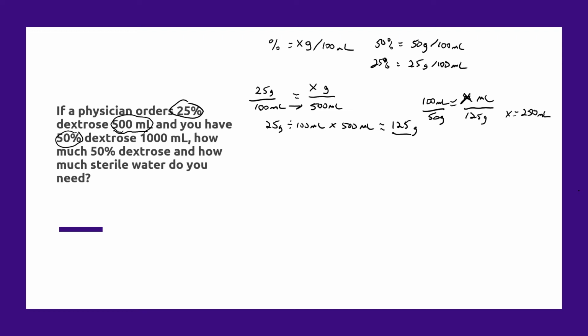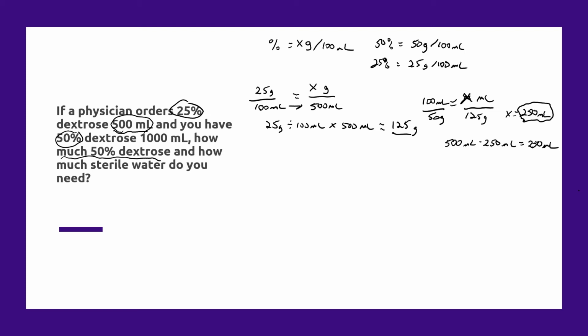So we've solved half of the question. We now know how much 50% dextrose we need. It's 250 milliliters. But we also need to figure out how many milliliters of sterile water we need. And this part's simple. We need 500 milliliters total. We already know we're using 250 milliliters of the 50% dextrose. That leaves us with 250 milliliters remaining for the rest of that order. So 250 milliliters of 50% dextrose, 250 milliliters of sterile water.